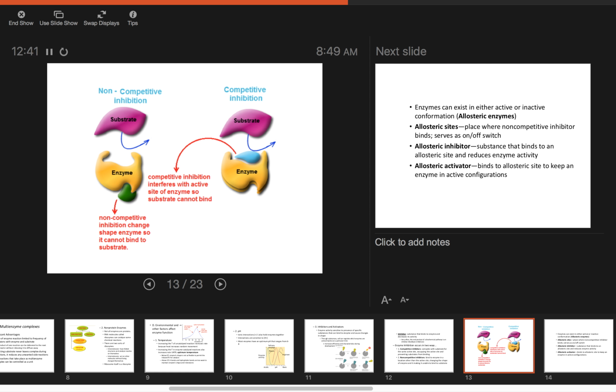But the competitive inhibitor binds to the active site that the substrate wants to bind to. So it kind of beats it there, like musical chairs maybe. But the substrate, oh shoot, someone's already there. So then the reaction never takes place.